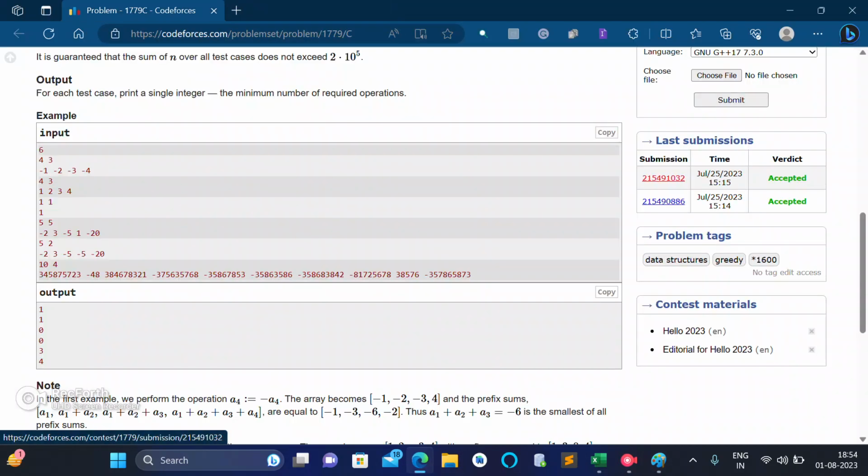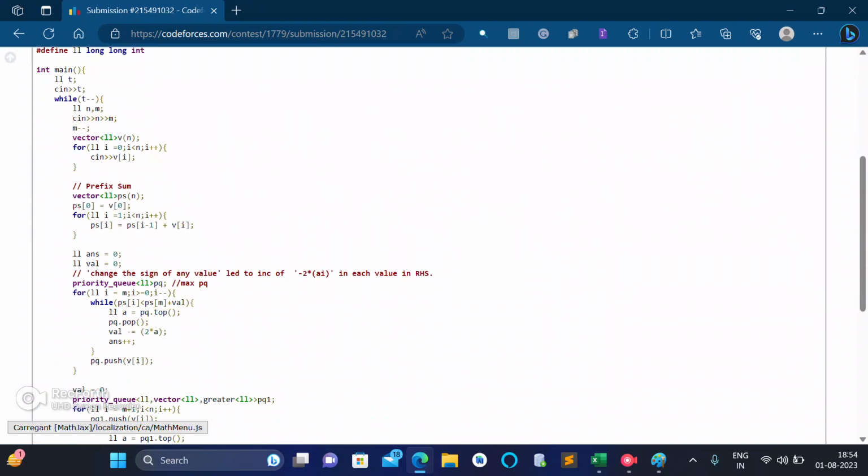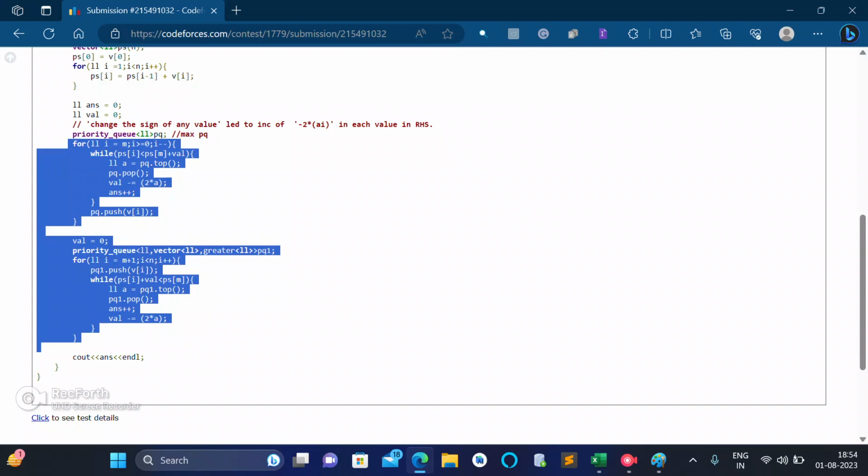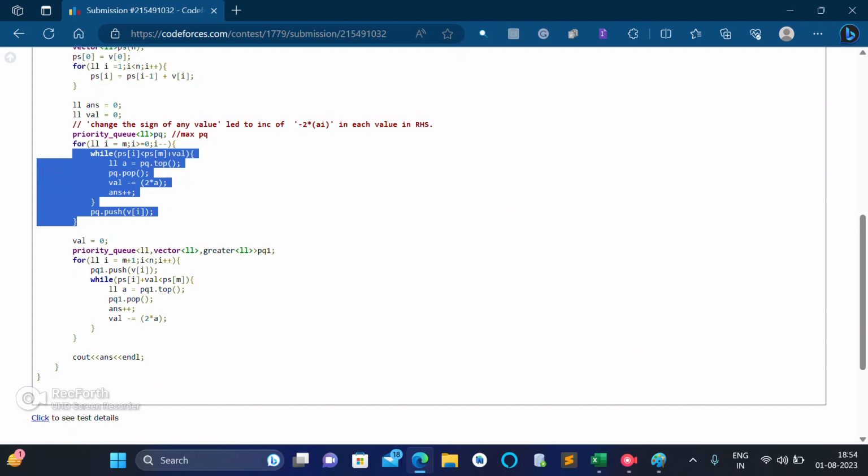So let's understand this with the help of some code section. So here you can see I had found out the prefix sum. Then I had changed the sign of any value, which led to the increase of minus 2 into y, depending upon the scenario. If ai is negative, it becomes 2 into ai. If ai is positive, it becomes minus 2 into ai in each value in RHS.